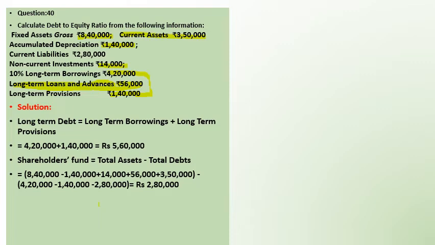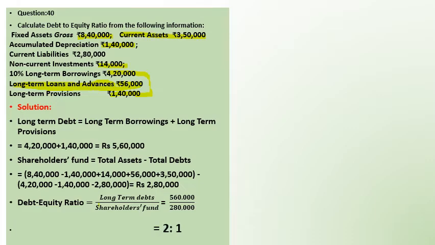So we have therefore shareholders fund is equal to 2,80,000. By taking all this figure we will get 2,80,000. So now debt equity ratio, long-term debt, that is 5,60,000 divided by 2,80,000, we will get 2:1. So that is your debt equity ratio for this question. Now move to the next question.